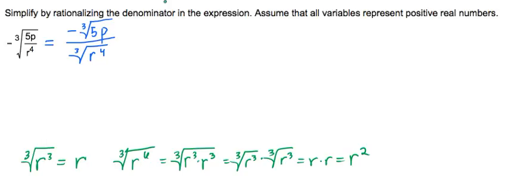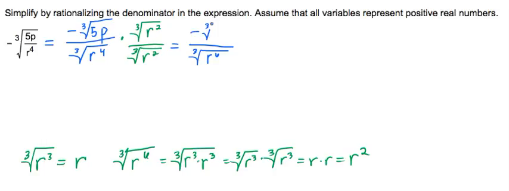So we want to get r to the sixth down here, so we need 2 more r's under a radical. So I'm going to multiply by a fancy form of 1, the cubed root of r squared over itself. That way, in the denominator, we have cubed root of r to the fourth times the cubed root of r squared, and we add those exponents, the 4 plus the 2, to get r to the sixth. In the numerator, we have the cubed root of 5p times the cubed root of r squared, so we can combine those into a single cubed root of 5p times r squared.